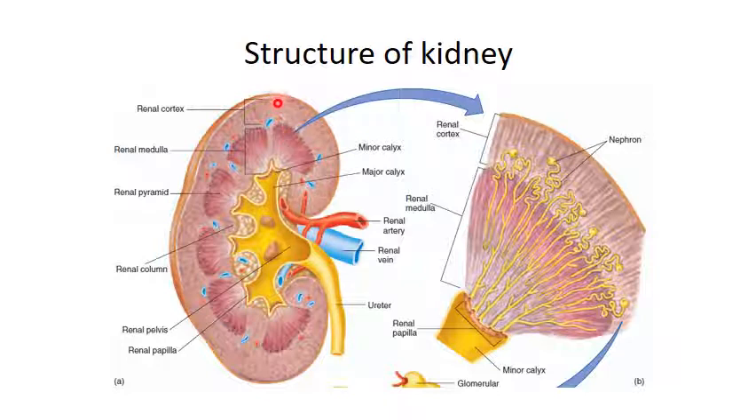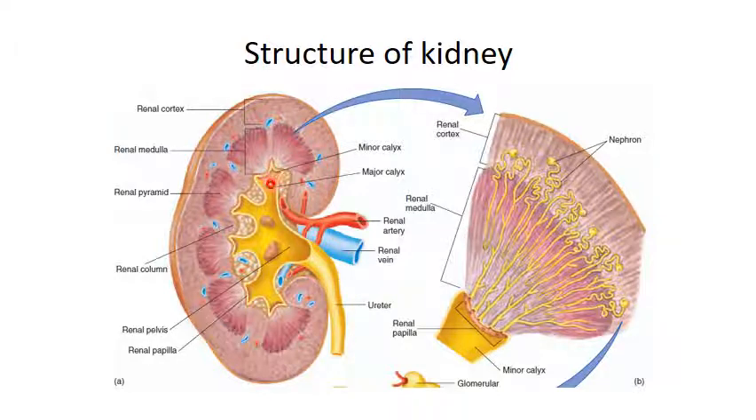Now, in addition to the renal cortex and renal medulla, there are also other structures inside the kidney. And these structures include minor calyx, major calyx, and renal pelvis. Minor calyx is a cup-shaped structure which is receiving urine produced by each renal pyramid. So the urine which is produced by one renal pyramid is collected into one minor calyx, which is a cup-shaped structure.